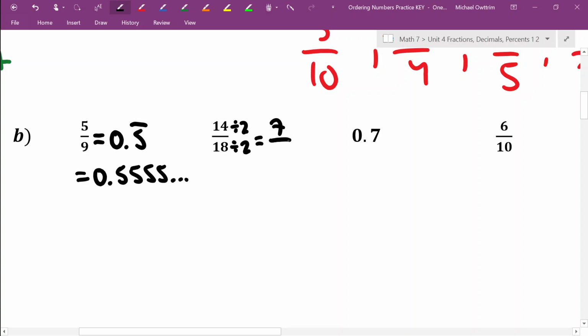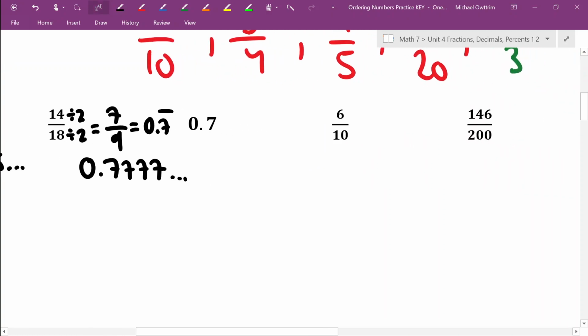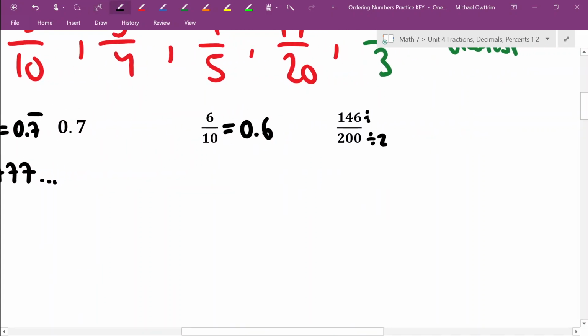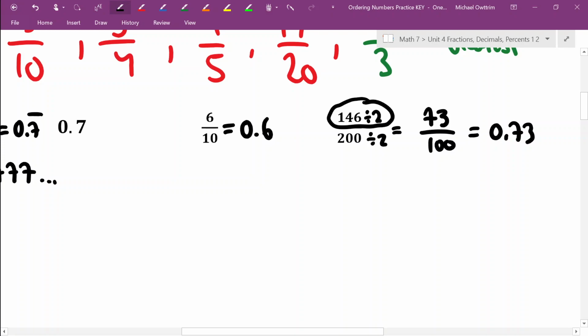by 2. This gives us 7 on the top and 9 on the bottom, which is 0.7 repeating, or 0.7777 forever. 0.7 is already a decimal, so I'll leave it at that. 0.6 for 6/10, and then here I can divide by 2, and that will give me 73 over 100, which is 0.73. Again, don't be afraid to long divide here if you need to.